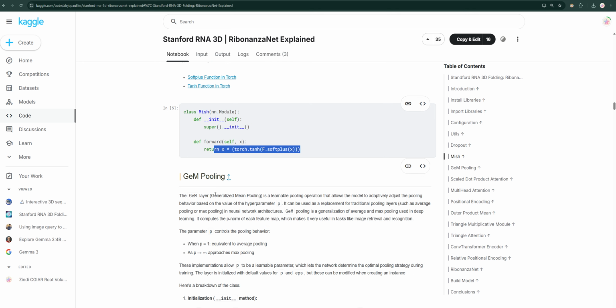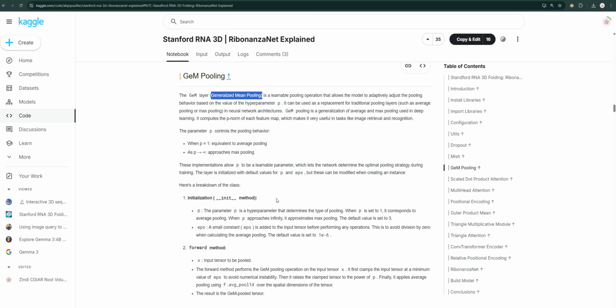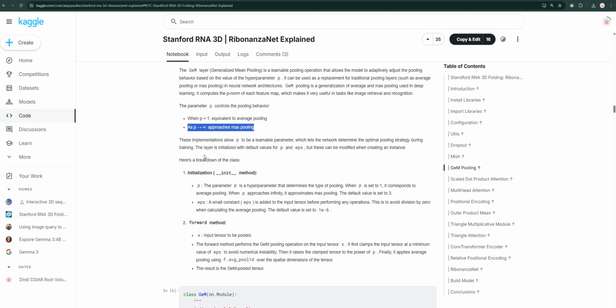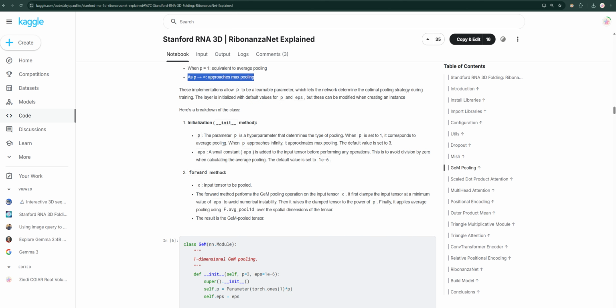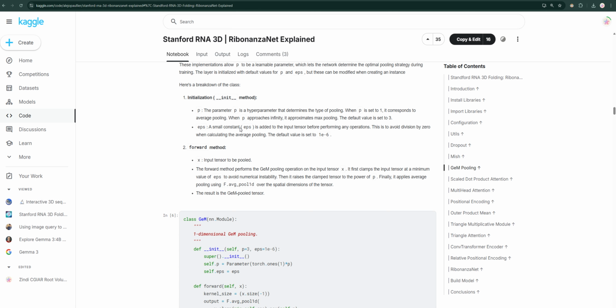Generalized mean pooling, or GeM for short, is a learnable pooling operation that's more flexible than traditional methods. It's a clever way to generalize both average and max pooling into a single operation. By adjusting a parameter called p, the model can adaptively learn the optimal pooling behavior. When p equals 1, it's equivalent to average pooling, and as p gets larger and approaches infinity, it becomes more like max pooling. This flexibility is really valuable in RNA folding models because different parts of the sequence might benefit from different types of pooling operations.